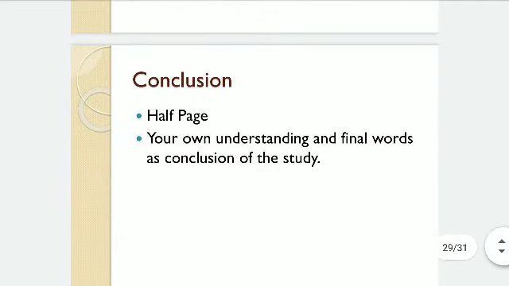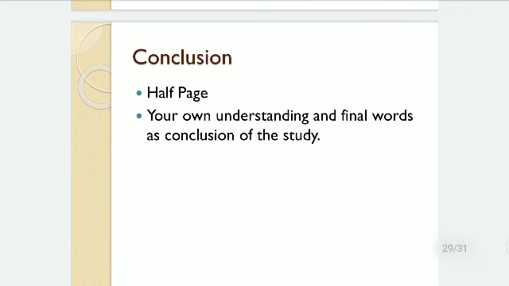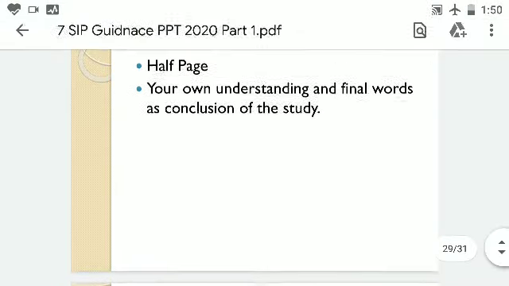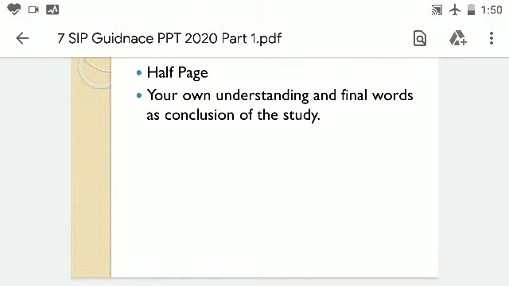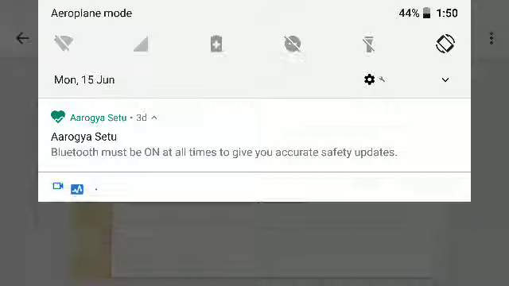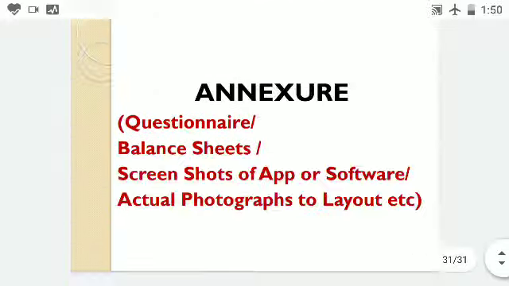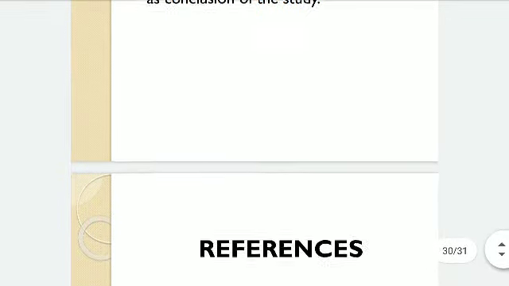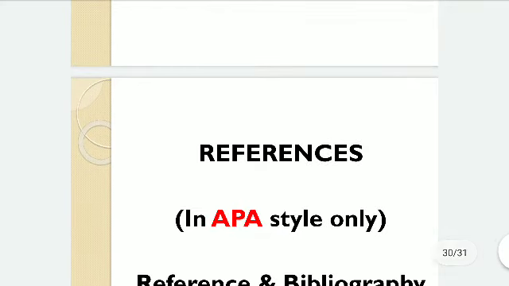Then lastly it will be a conclusion. A conclusion is only half a page. Your understanding and final words as the conclusion of the study, you have to write here. The conclusion is extremely important, and your conclusion should also be related to your objectives. So there should be linkage between your objectives and your conclusion. After the conclusion the chapters are finished.